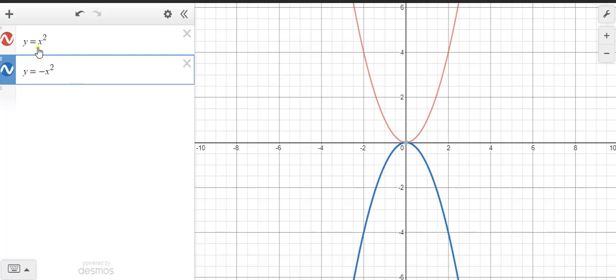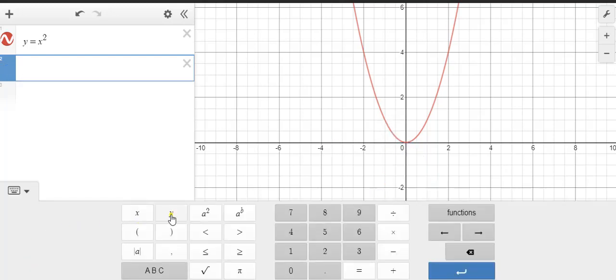And we call the number in front of x squared a. So when a is positive, you know that the parabola will go up. When a is negative, such as y equals negative x squared, the parabola will go downward.